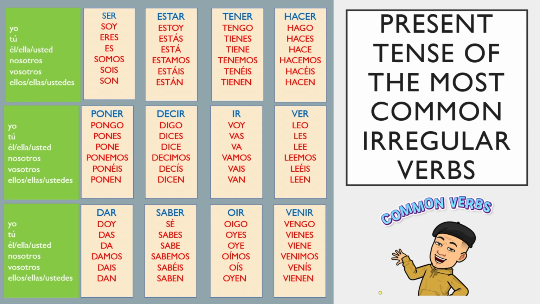And look at the conjugation. Tener, I have. Tengo, you have. Tienes, he has. Tiene, and so on, and so on. Hacer means to do or to make. Hago mis deberes, I do my homework. Poner is to put. Decir is to say. Ir, go. Ver, to see. Dar, to give. Saber, to know. Oír, to hear. And venir, to come. So these are very important verbs, and we're going to use them a lot.